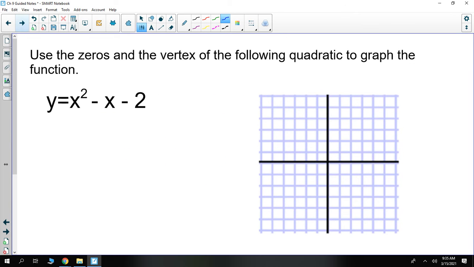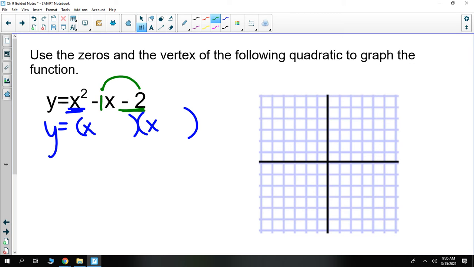Use the zeros and the vertex of the following quadratic to graph the function. Okay, so this one is not in factored form. So we can put this in factored form. Okay, how can we do that? Well, what multiplies to be x squared? That's x times x. What multiplies to be -2 but adds to be -1? That would be -2 times +1 is -2, and then that adds up to be -1.